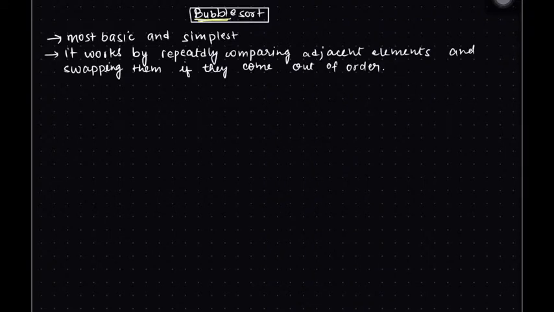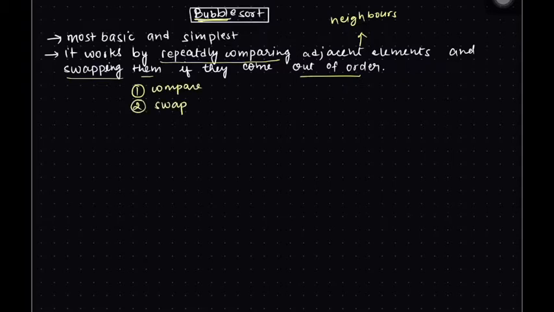So let's look at the definition of bubble sort. Bubble sort works by repeatedly comparing adjacent elements and swapping them if they do not come in order. So there are two things. One is adjacent element, that means neighbor element, and swapping them if they are out of order. That means what we will be doing is compare and swap. These are two major operations in bubble sort.